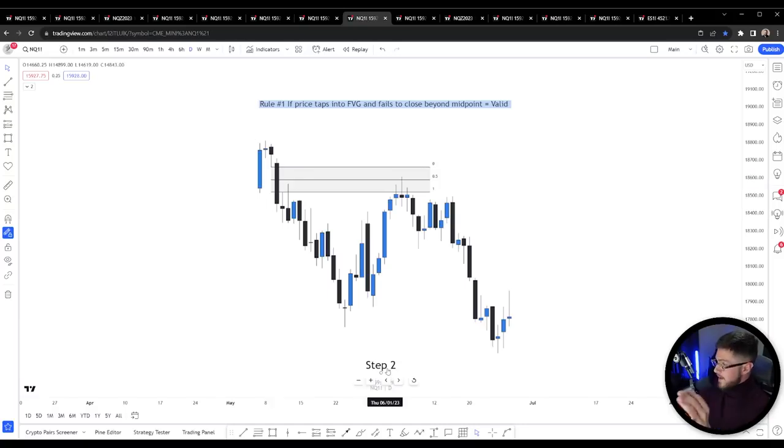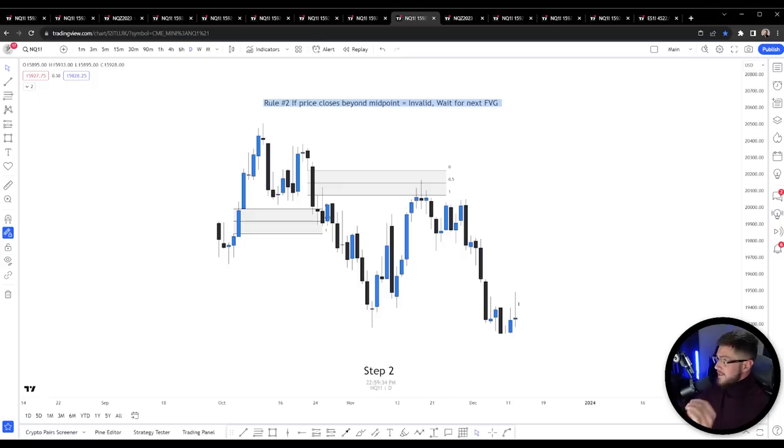Now in step 3, after we go over these next couple rules, I'm going to show you exactly how we're going to use this in a mechanical strategy to get an 80% success rate on daily bias. So you can see again, price travels up into this fair value gap, it fails to close above the midpoint, and price falls. Both times this happened, price fell.